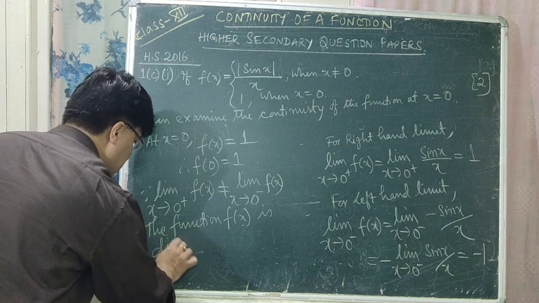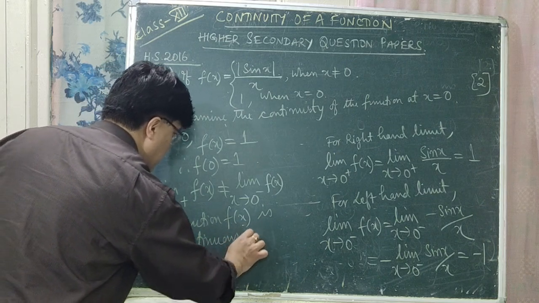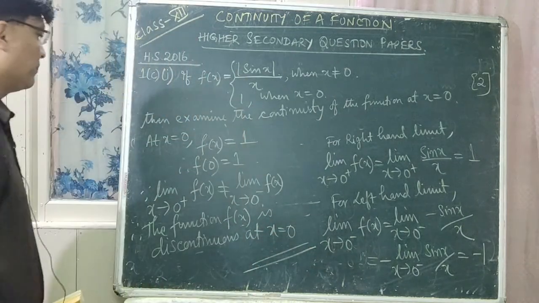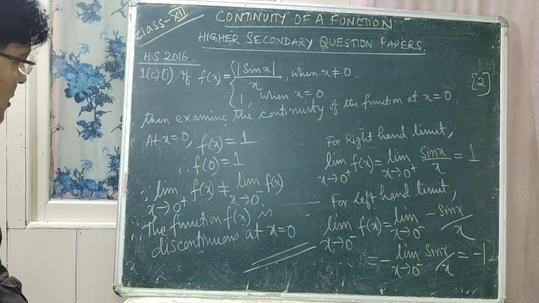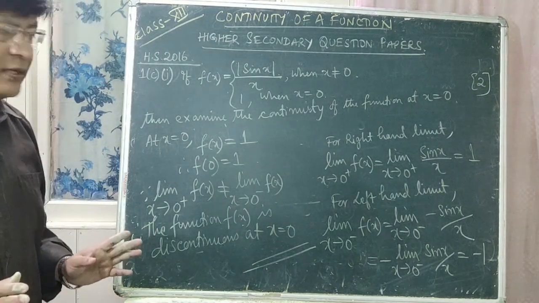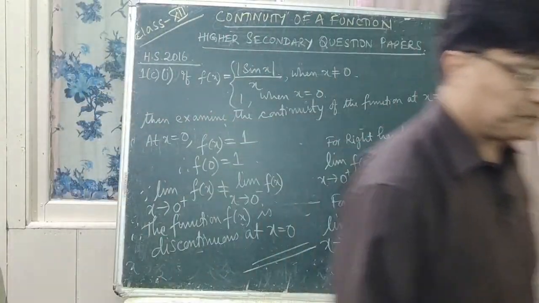is discontinuous at x is equal to 0. Therefore the function f of x is discontinuous at x is equal to 0. So I think you have understood it, so you can copy it. We'll do the next question now.